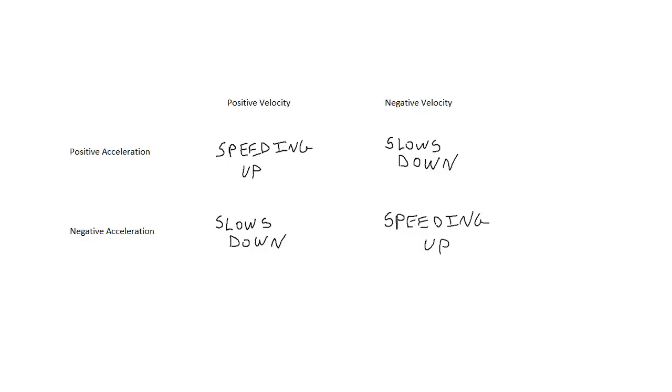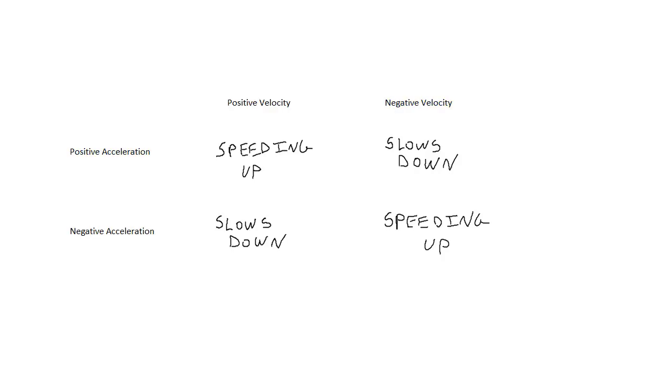On the other hand, objects will slow down when the direction of the velocity and the direction of the acceleration are opposite of one another. So if I have a positive velocity and a negative acceleration, an object will slow down. If I have a negative velocity and a positive acceleration, an object will slow down.